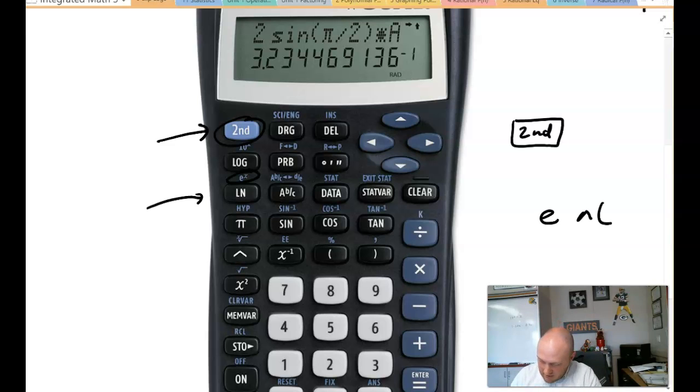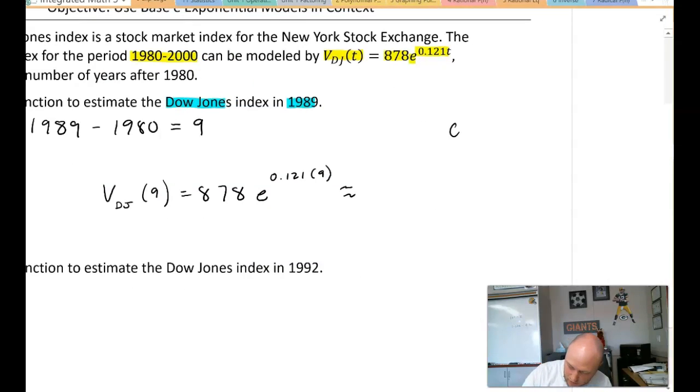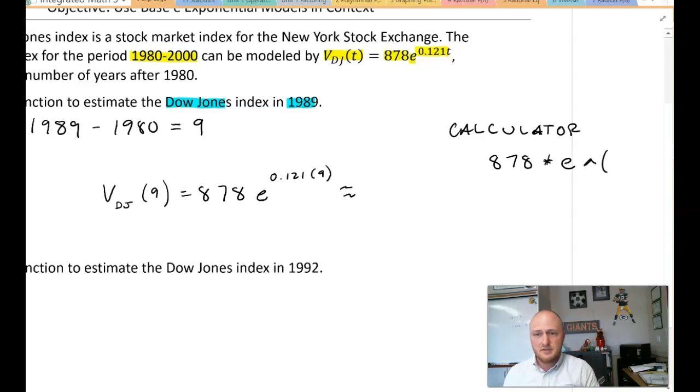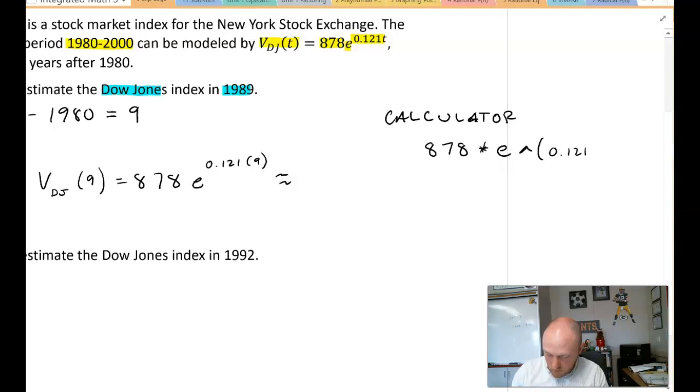Let's plug this into the calculator, and over here I'm just going to show you what your calculator should look like, because I can't show you on screen here. I'm going to have 878 times, and I hit e, and you should get something that looks like this. Then I multiply times 0.121 times 9, and close that. You want to make sure you have parentheses around whatever's in your exponent to protect that. So we compute 878 times e, and I get approximately 2,608.80.